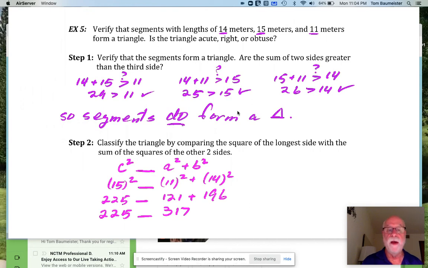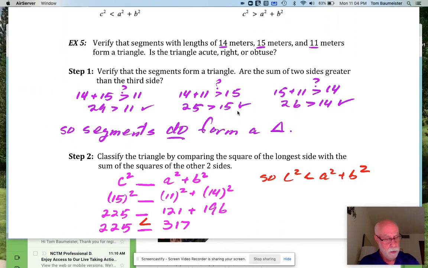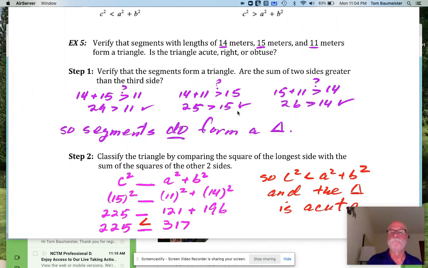So what are we going to put in that symbol there? 225, is that greater than, equal to, or less than 317? You're going to tell me it's less than. So C squared is less than A squared plus B squared. And according to what we just said up above, it is going to be acute. So C squared is less than A squared plus B squared, and the triangle is acute. Okay? Thank you, people.